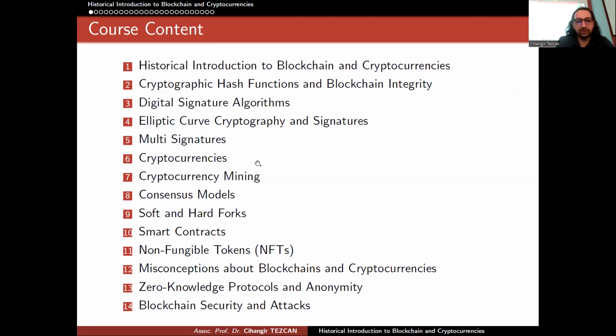Then we will talk about cryptocurrencies, cryptocurrency mining, consensus models, soft and hard forks, smart contracts, non-fungible tokens. And throughout the course, I will give a lot of misconceptions about blockchains and cryptocurrencies. Then we will talk about zero knowledge protocols that are used mainly in cryptocurrencies for anonymity. And finally, we will conclude our discussion with the security and attacks of blockchains.